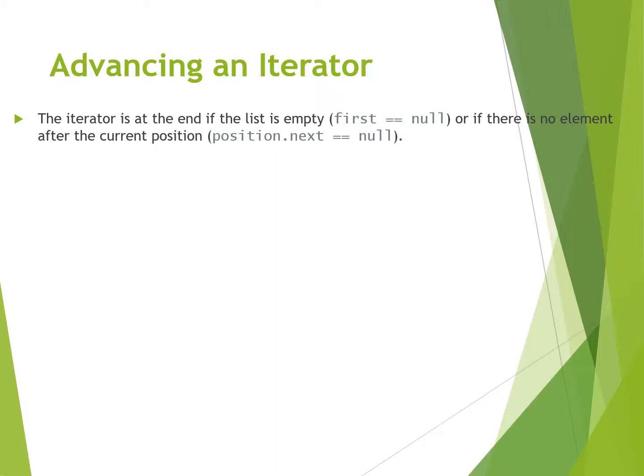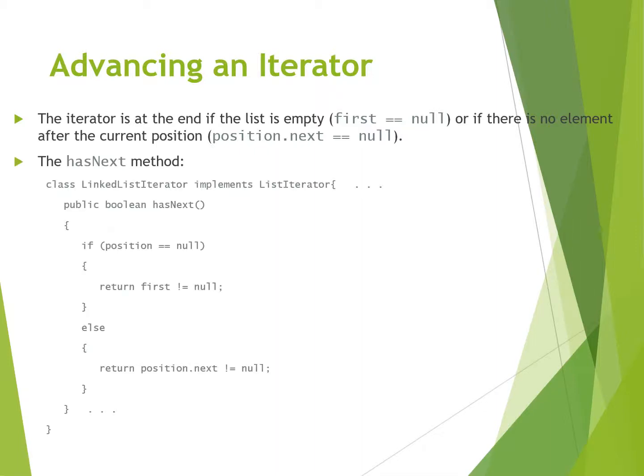The first case is when the list is empty, which means first is equal to null. The second case, which is more common, is when there is no element after the current position, which means the current position points to the last node in the chain of nodes. So position.next is null is the condition for the second case. So here is the hasNext method.